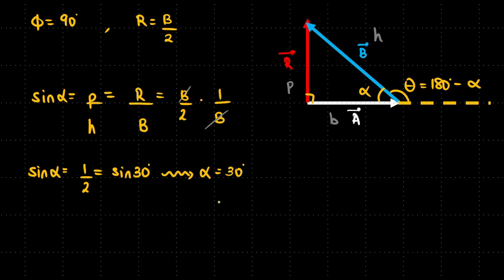And is alpha the angle that we need? No, alpha is not the angle that we need. We need theta. So theta is actually 180 degrees minus alpha. So 180 degrees minus 30 degrees is going to be 150 degrees. So 150 degrees is the answer. To conclude, therefore, the angle between vector A and vector B is 150 degrees.